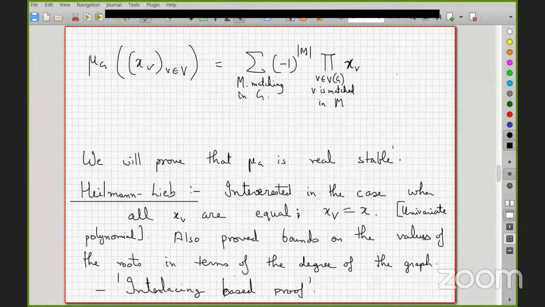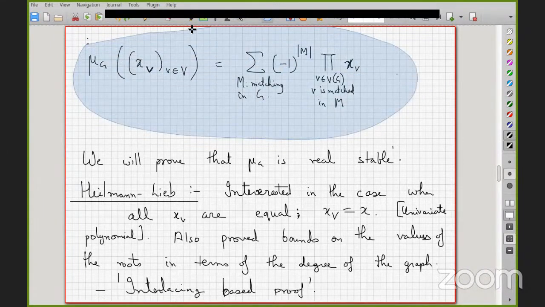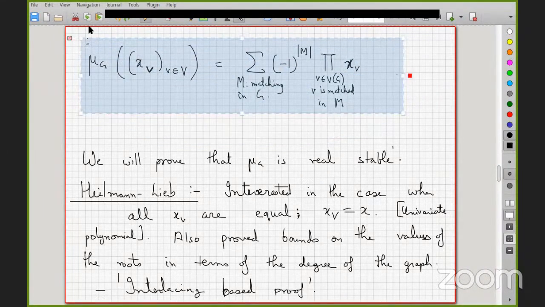You have a variable for every vertex, and your polynomial is that for every matching M you have a product of the variables corresponding to the vertices matched in M, and you have -1 to the power |M|. This is a multilinear polynomial, yeah. And we want to prove that it is real stable.